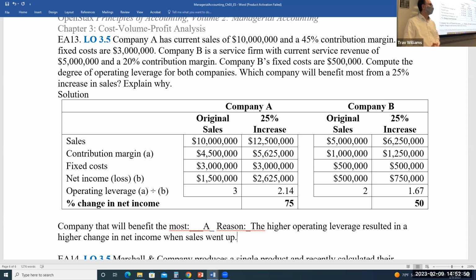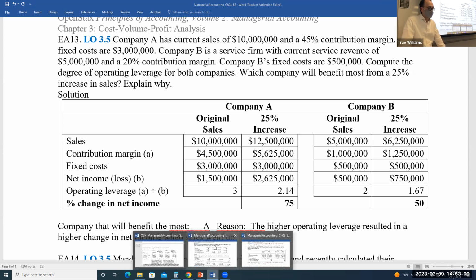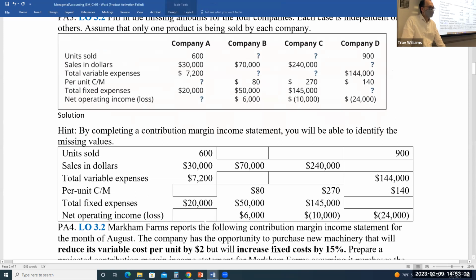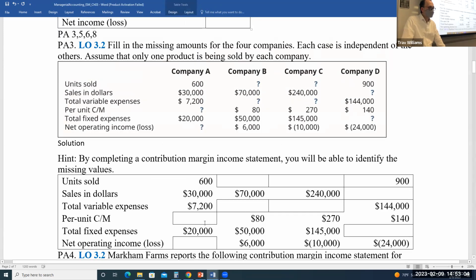Any questions on this or any of the exercises? All right, so let's move on to the problem set then. We're going to start with problem 3.